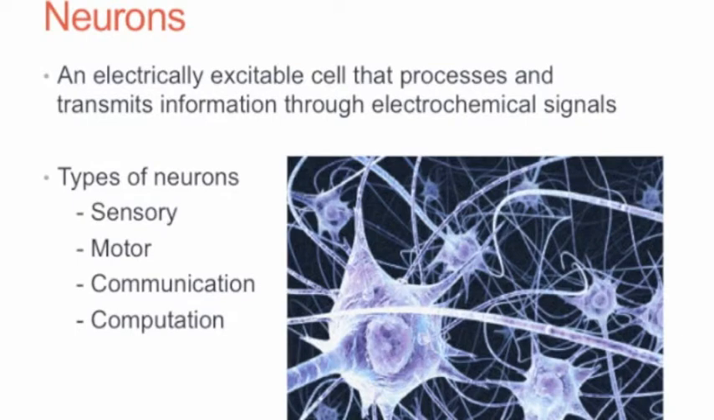Now I will talk about neurons themselves. A neuron is an electrically excitable cell that processes and transmits information through electrochemical signals using neurotransmitters and receptors. These signals between neurons occur via synapses, a specialized connection with other cells. Neurons can connect to each other to form neural networks.